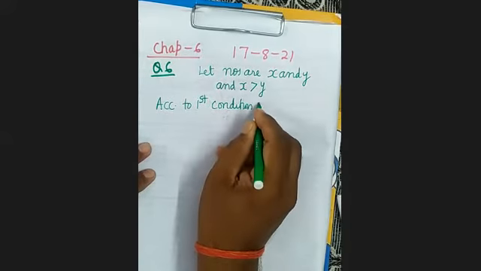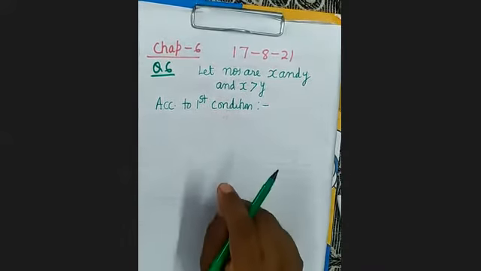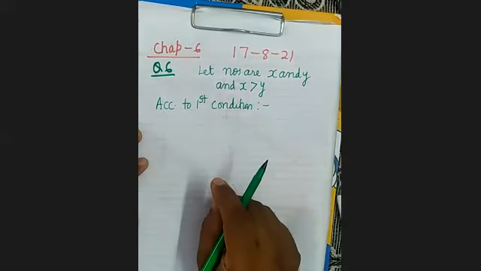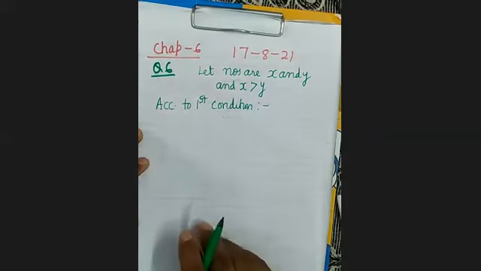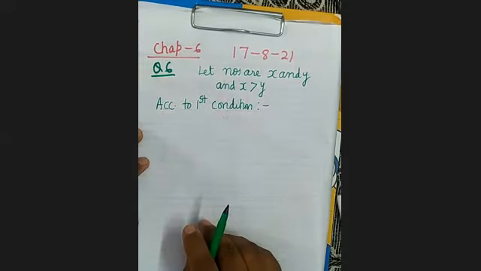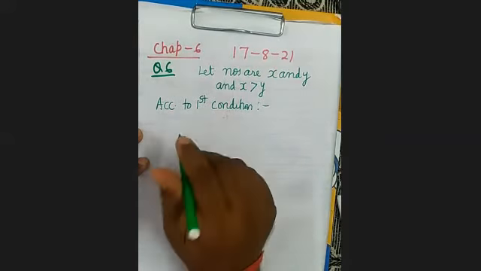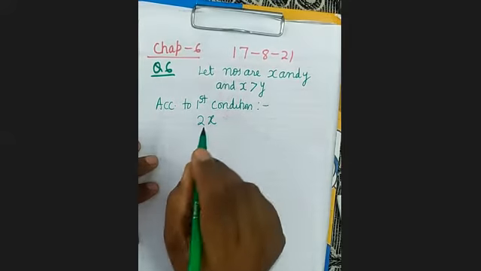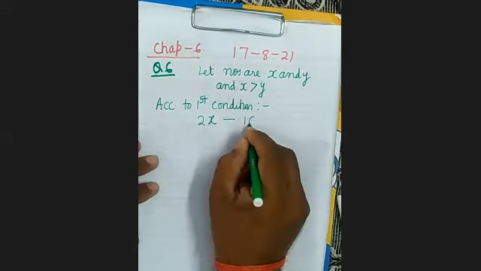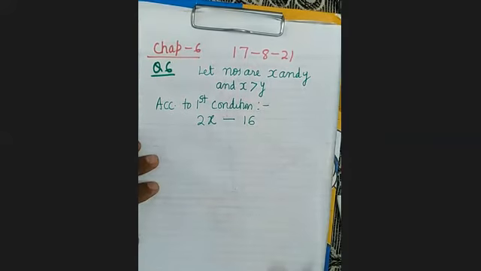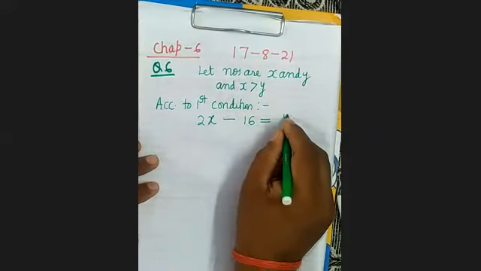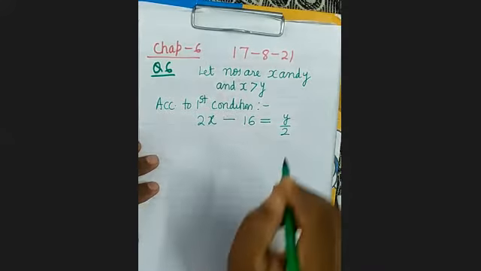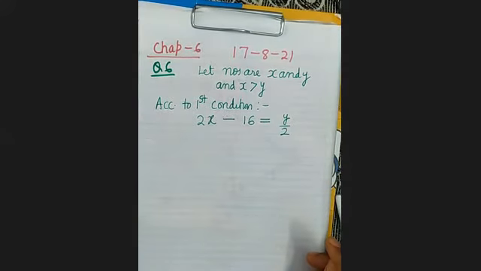you can see here, if from twice the greater of two numbers, twice the greater number will be 2x. From this, how much is subtracted? 16 is subtracted. The result is half the other number. Means this is equal to y by 2. You understood?